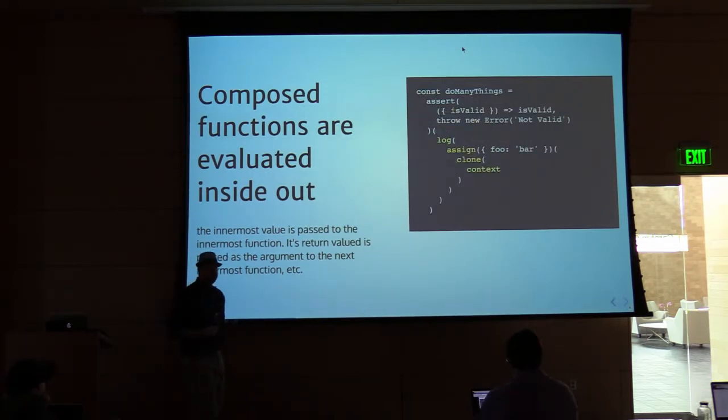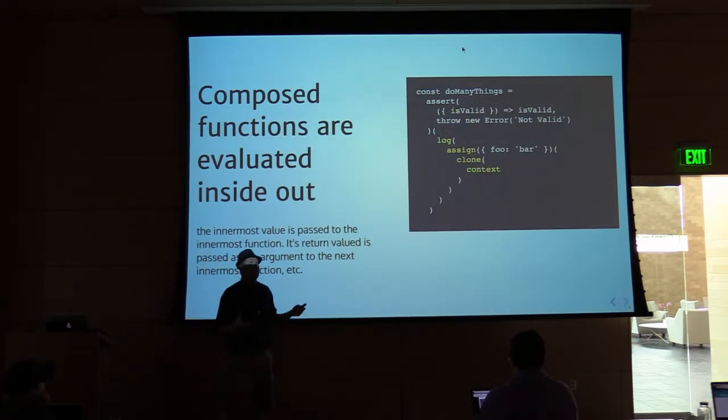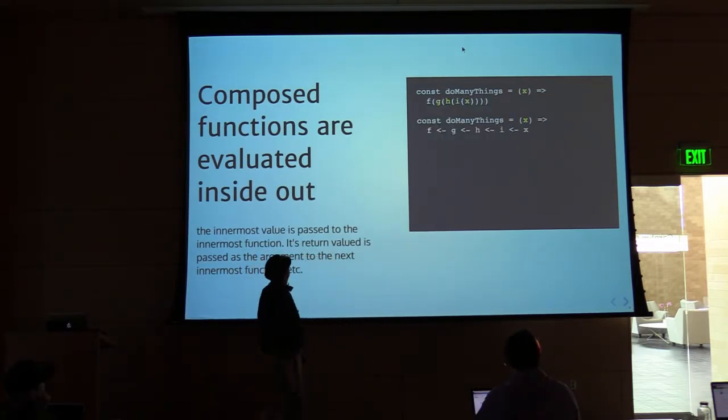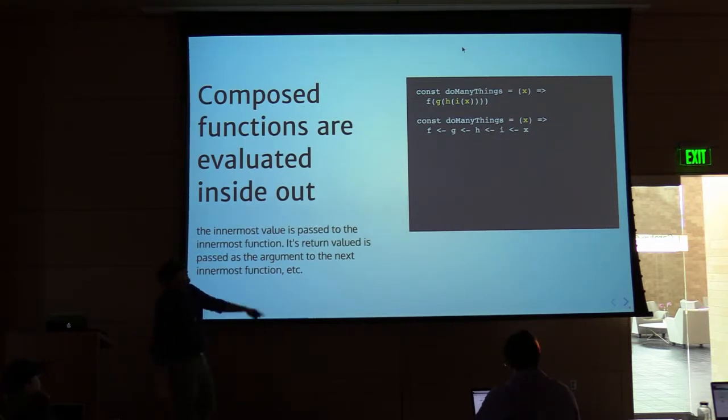Now, a lot of people find this confusing. A lot of people see this as backwards and super confusing. Why does it have to be backwards? Why can't it just go forwards? And there's a reason for it, because function composition looks like this up at the top.